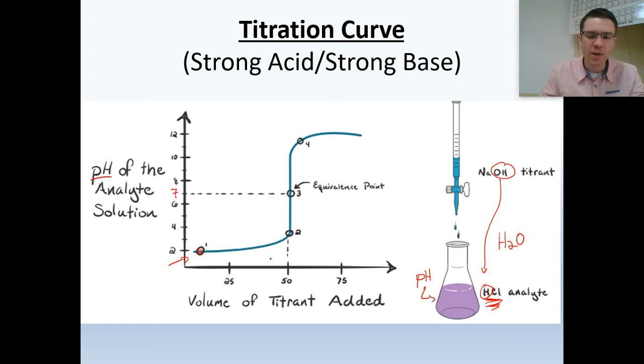And we're not going to go into all the details for why it gives you a nice steep curve right here. It has to do with the equilibrium of water. But we're going to just talk about what it looks like on this graph. What point do we care about? We care about when it reaches that pH of 7, which is your equivalence point.